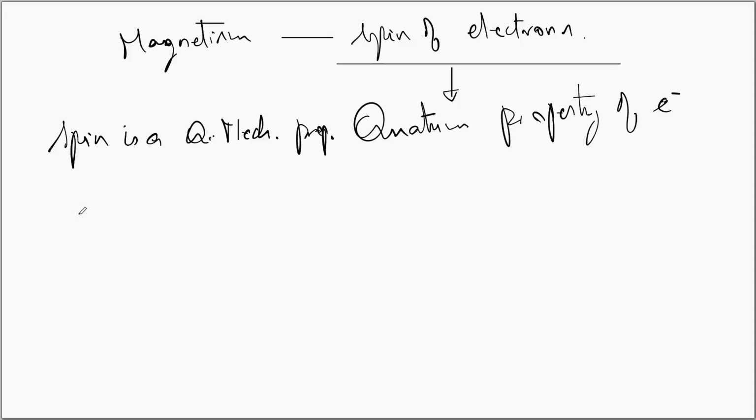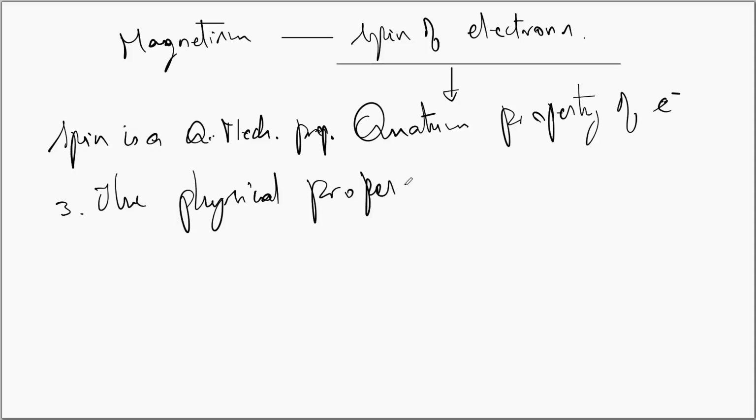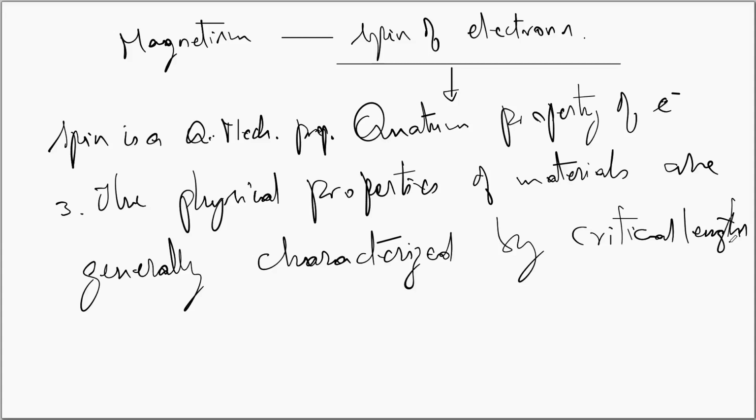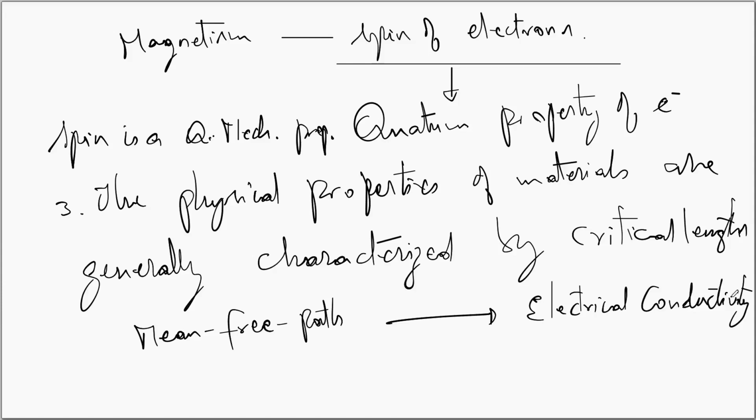Thirdly, the physical properties are generally characterized by certain critical lengths. For example, the electrical conductivity of a metal is determined by the mean free path. While discussing electrical conductivity, we have seen that it depends on the mean free path. And what is mean free path? It is the distance that the electron travels between two successive collisions with the vibrating atoms.